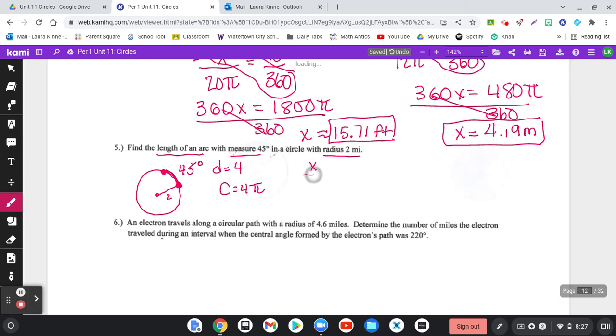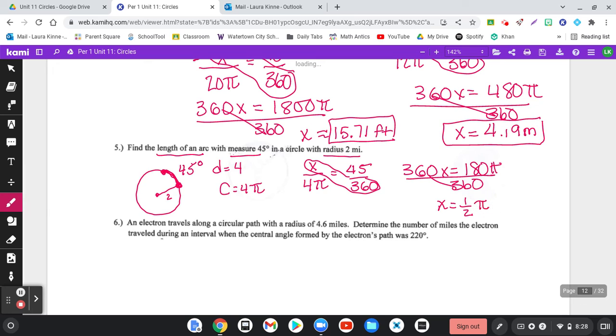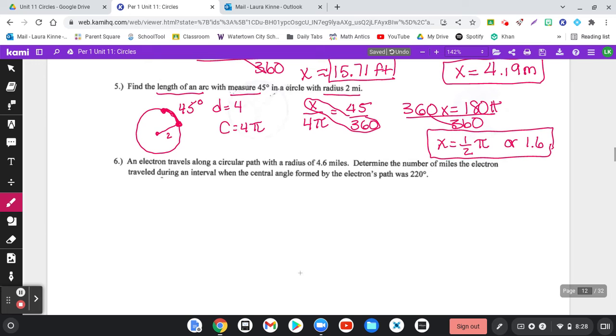So x over the whole circumference equals 45 over 360. Cross multiply. And when we divide by 360, 180 divided by 360 is either 1/2 pi or pi over 2, or it doesn't say what to round to, so 1.6. All right. Any of those is fine.